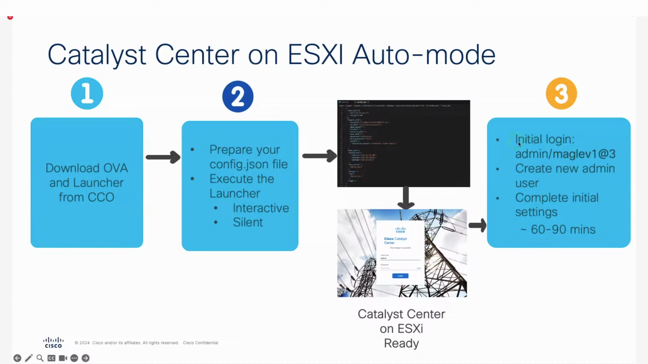There is going to be an initial login. We can write it down in here. It's admin and maglev 1 and 3. After the first login, you will need to create a new admin user and complete the initial settings. If you compare the manual workflow to this one, this will save you some time. At the end, if you're using the launcher tool, it will ease the installation a lot for you when you're deploying your Catalyst Center.